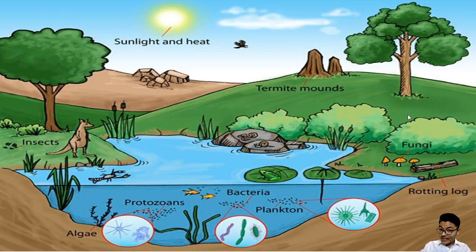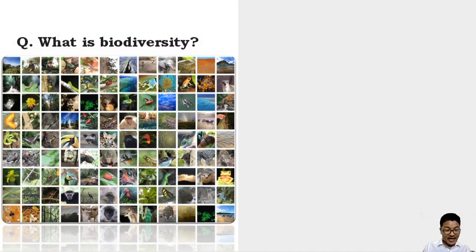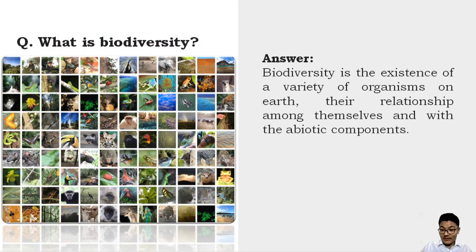Different living organisms interact among themselves, with other living organisms, and with abiotic factors. So that is what makes up the term diversity. I hope I've made the term biodiversity quite clear to you. So biodiversity here refers to the existence of different living organisms. Not just their existence, we are also studying their relationship, their interaction among themselves and with different abiotic components.